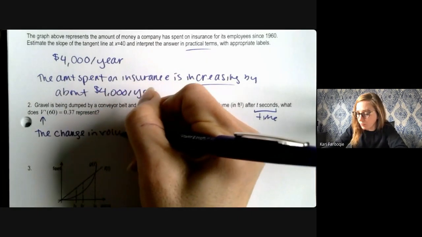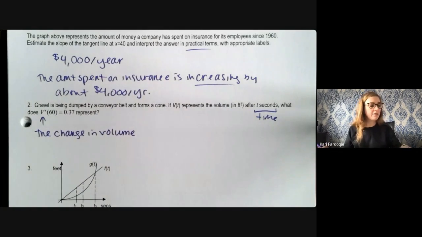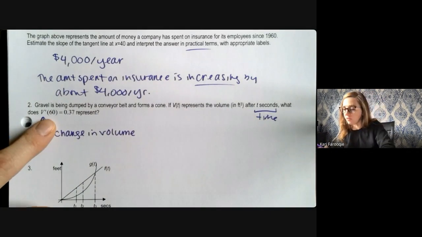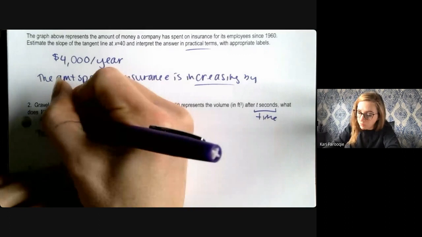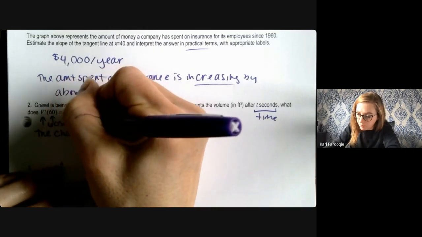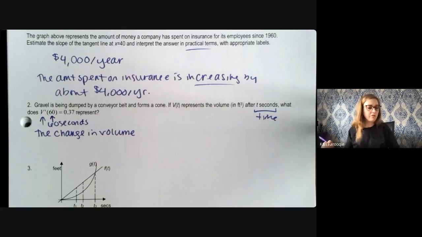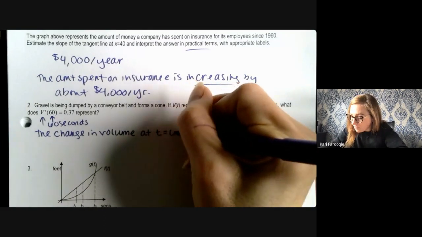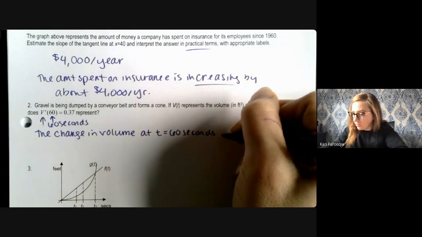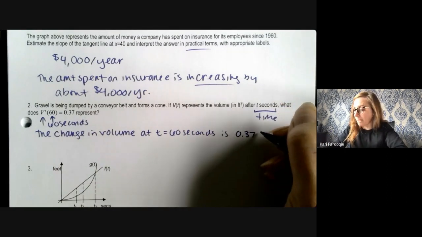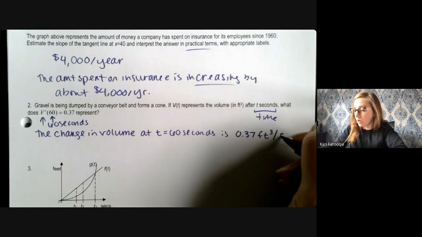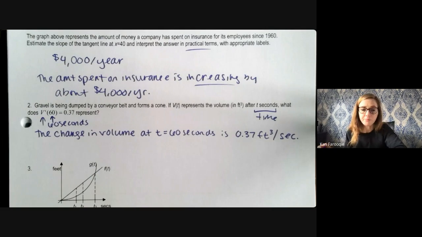The change in volume would be represented by V prime. And then the volume at this point in time, remember V of t, time is being measured in seconds. So that would mean that this would be 60 seconds. So the change in volume at t equals 60 seconds is 0.37 feet cubed per second.